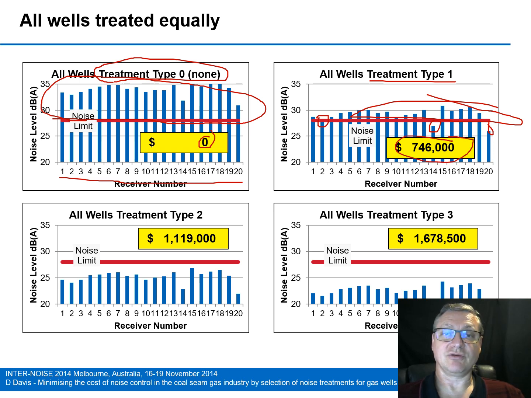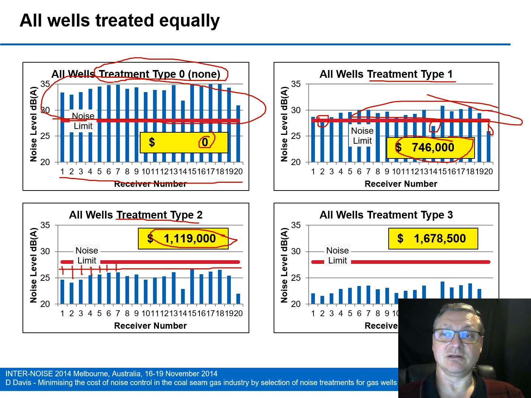If you apply noise control treatment type 2 to all of the wells, then you in fact achieve the noise limit at all of the receivers. And the cost of doing that is about $1,119,000. However, you have achieved too much noise reduction. You've achieved more than you need to. That means you've applied noise control to some wells that you didn't need to. You have overachieved the goal, and that means that you have wasted some money.